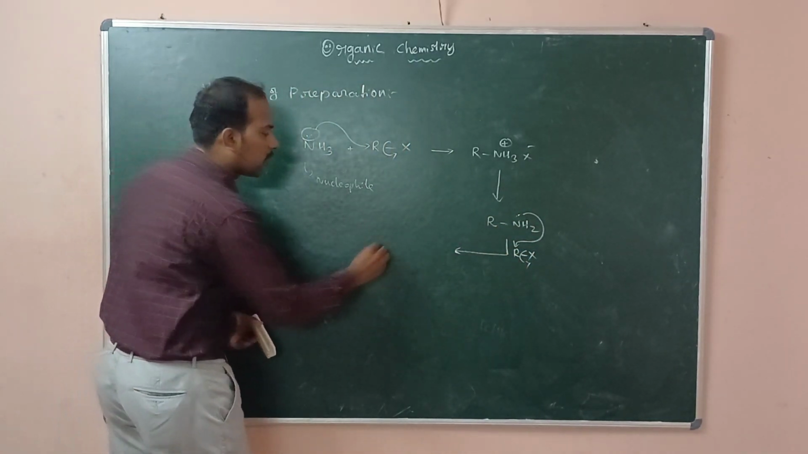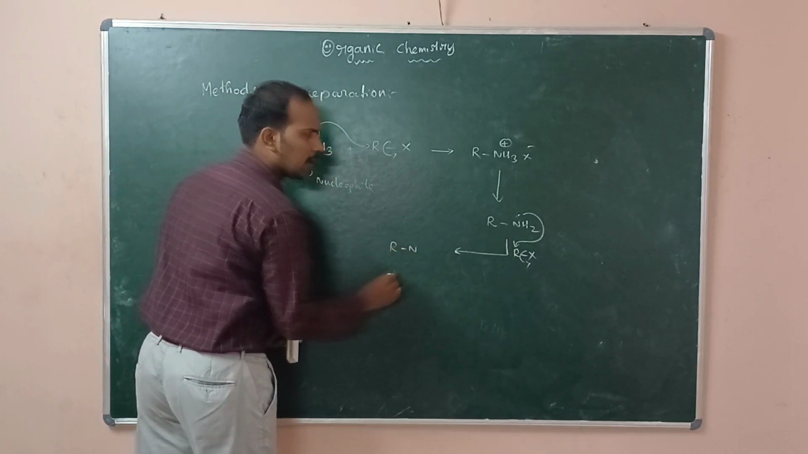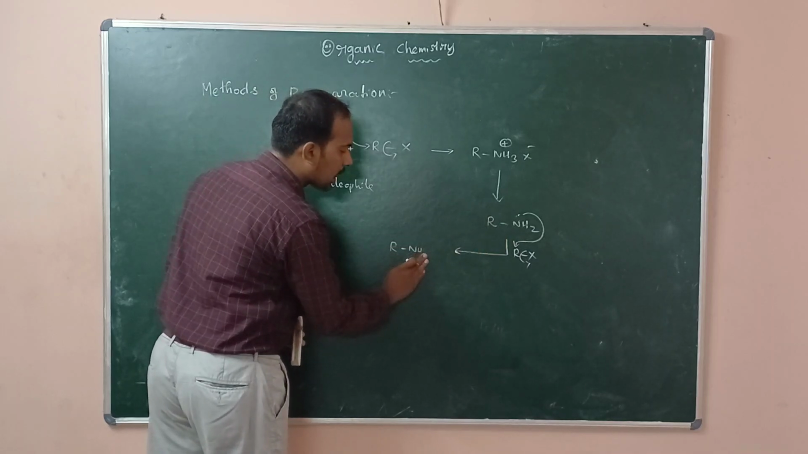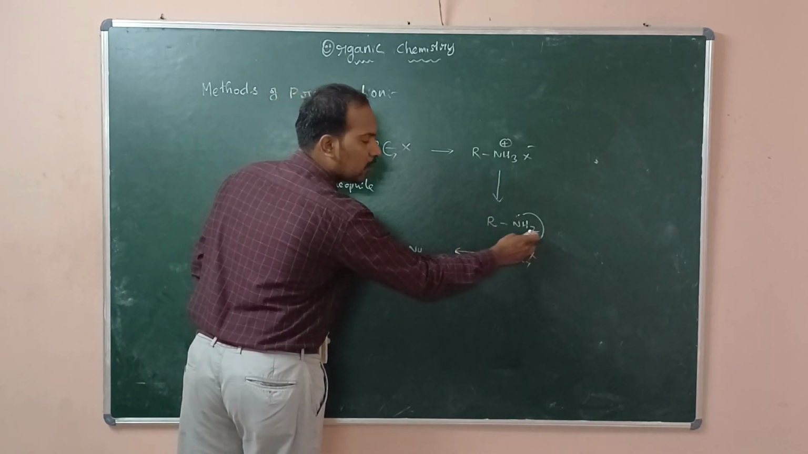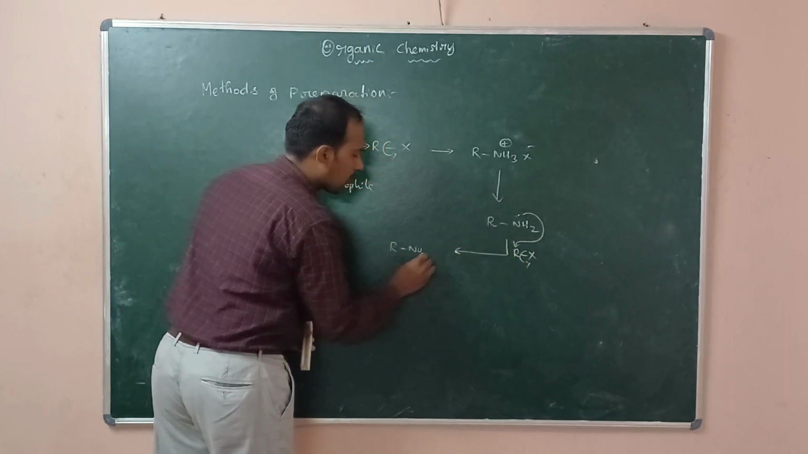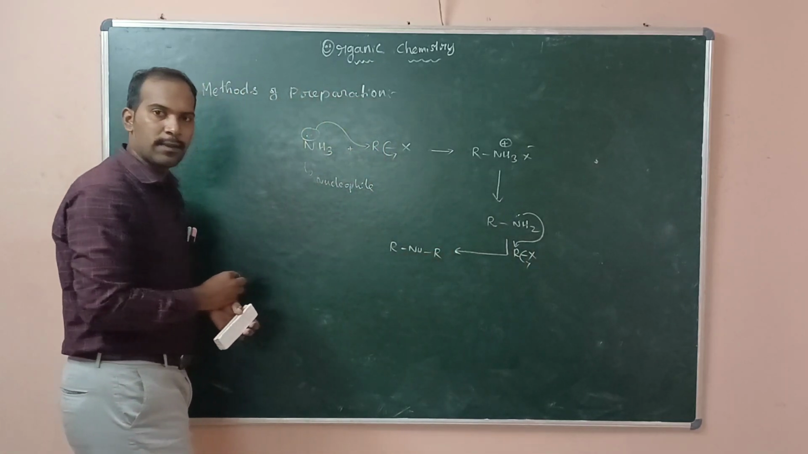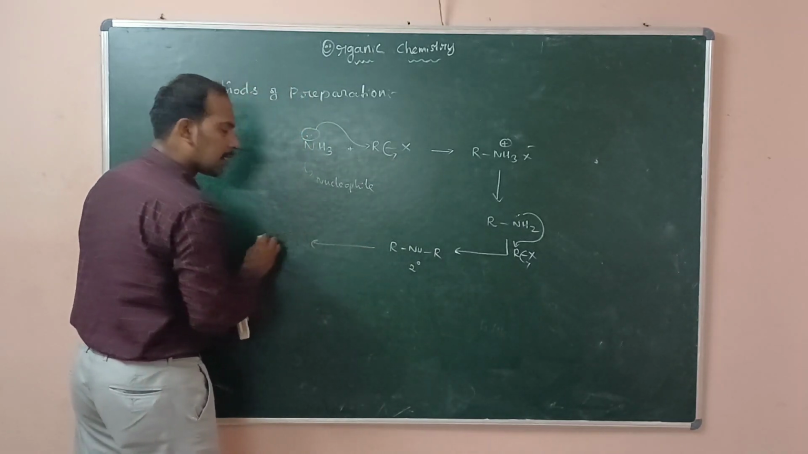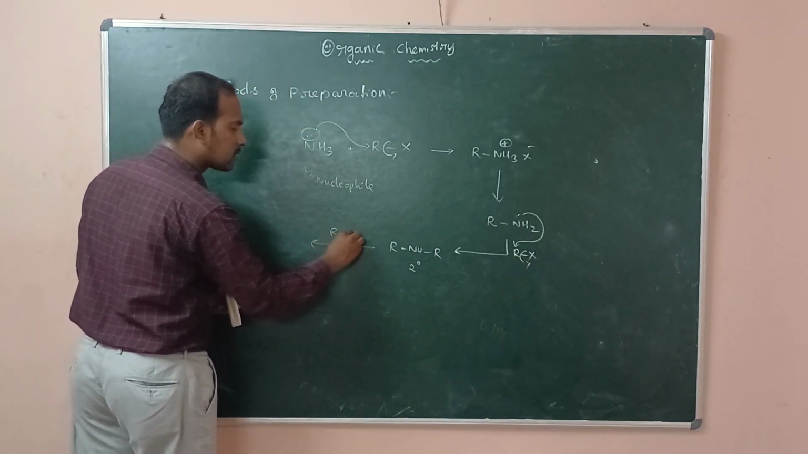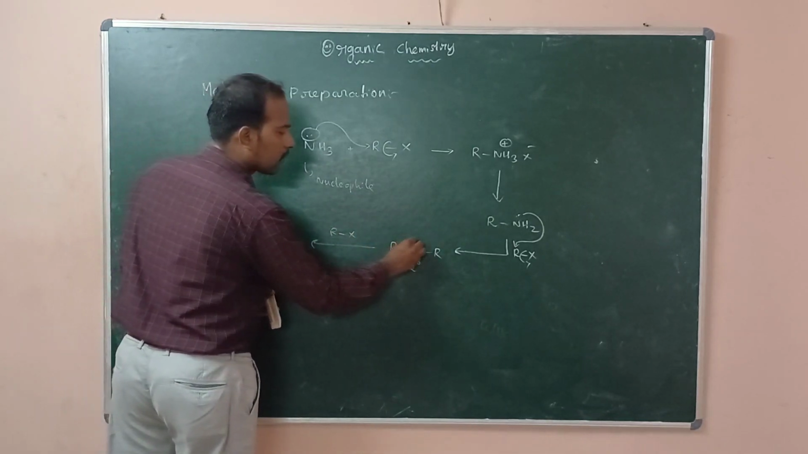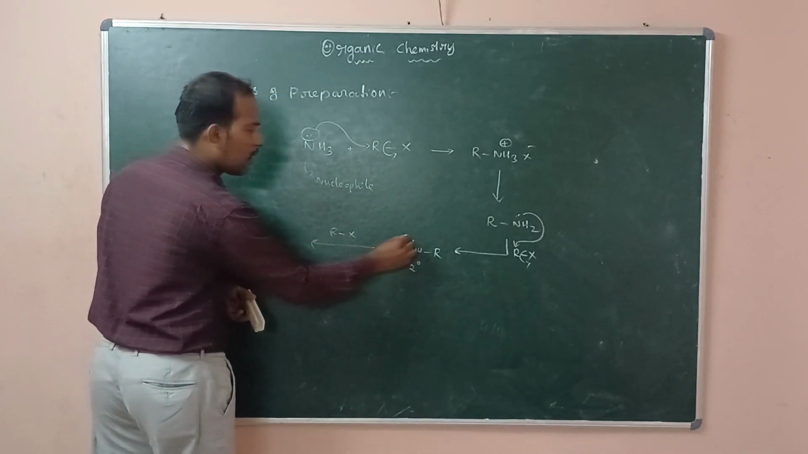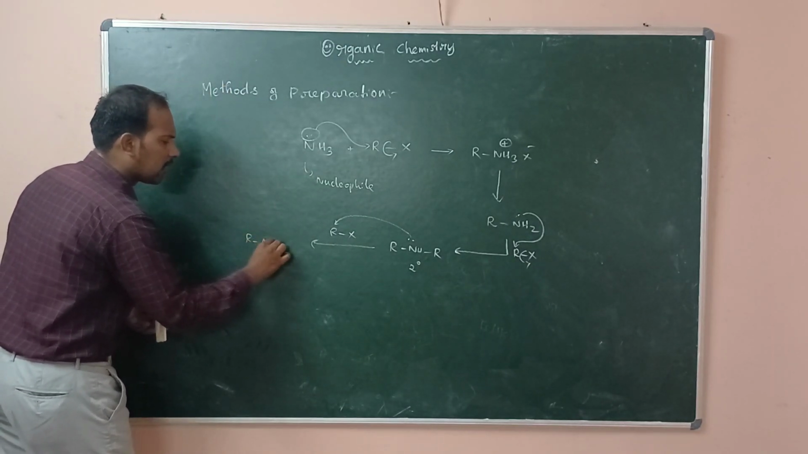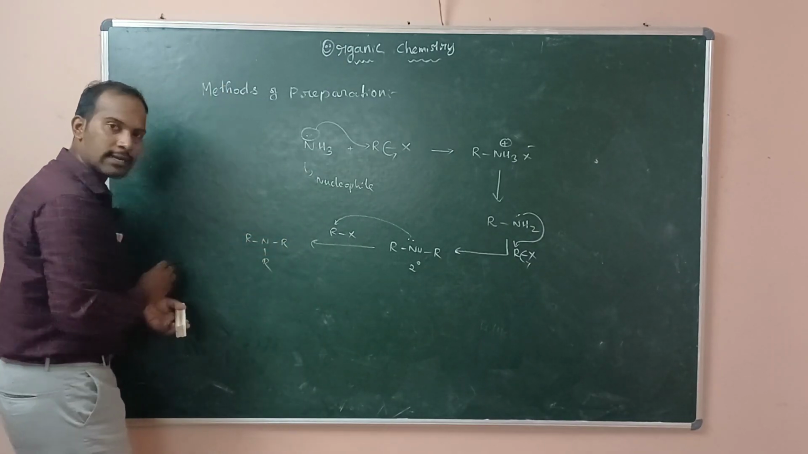So this lone pair attacks the R, with X minus removed. Or we can write the product directly: one H removed and one halogen removed, giving RNHR, which is called a secondary amine. Then we can write one more RX. Here on the lone pair again nucleophilic substitution takes place, and it forms R3N, a tertiary amine.